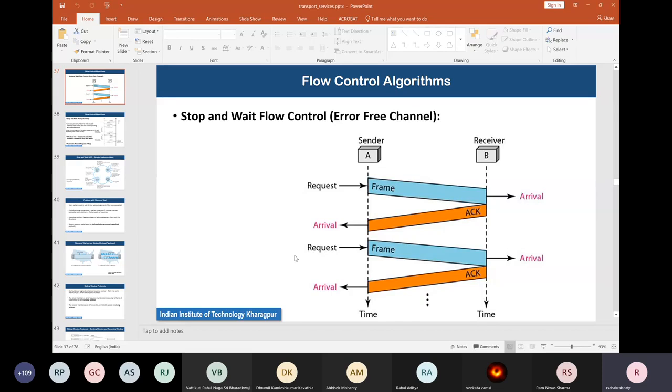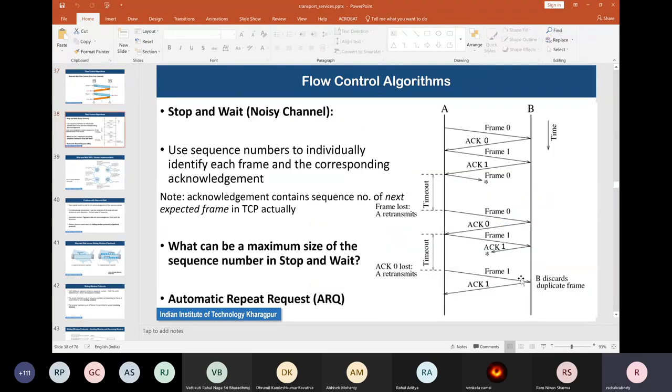Now, coming back to the stop and wait protocol, this is very simple, but it is very slow, because unless the acknowledgement of one single segment comes back, the next segment is not sent. In particular, when you have a noisy channel, which all real channels are, since no real channel is perfectly error free, then depending on whether a frame or segment has been lost or the acknowledgement has been lost, retransmission happens.